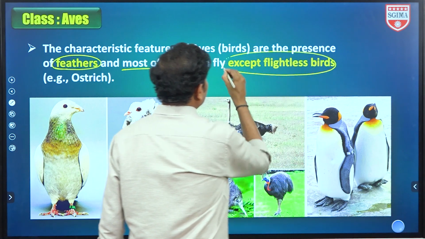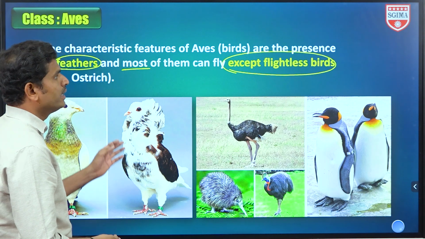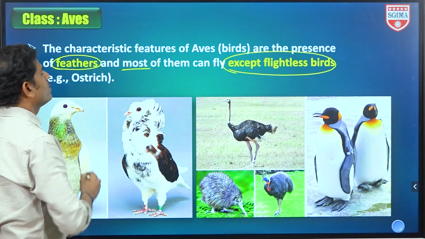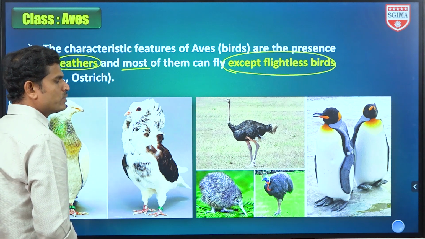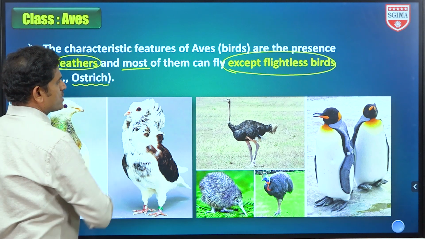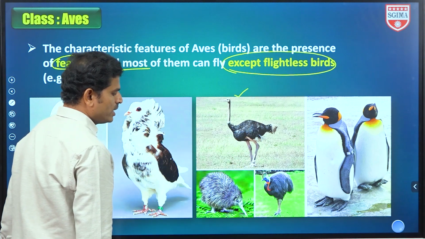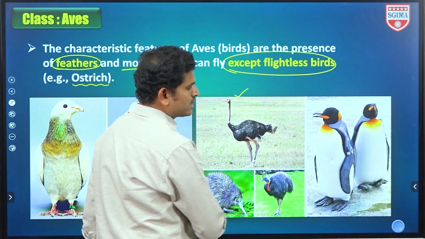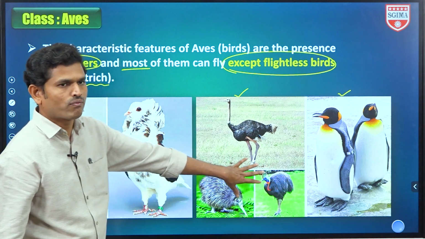In flightless birds, feathers and wings are not well developed. The remaining birds which are able to fly contain well developed feathers and wings also. An example of a flightless bird which is not able to fly is the ostrich. This is an ostrich, and the next ones are kiwi, cassowary, and another one is penguin. We know this one well. These are the flightless birds.